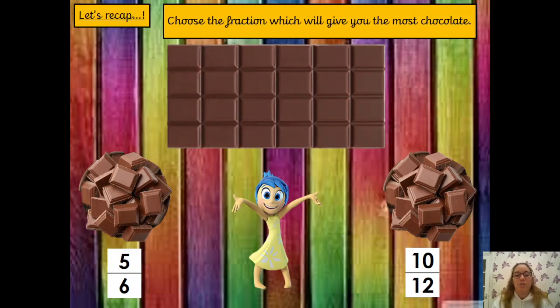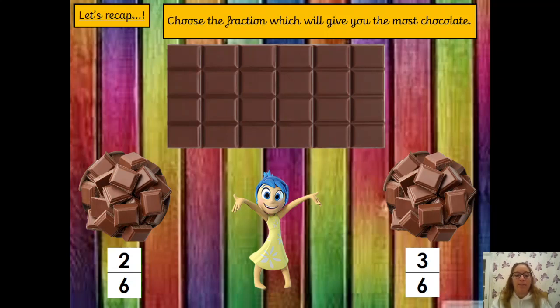5/6 or 10/12. Which one would you choose to give you the most chocolate? Have a look at those fractions. Are they equivalent? You could have both. Yeah, it's the same amount, because 6 times 2 is 12, 5 times 2 is 10.